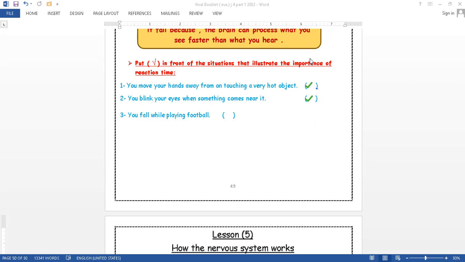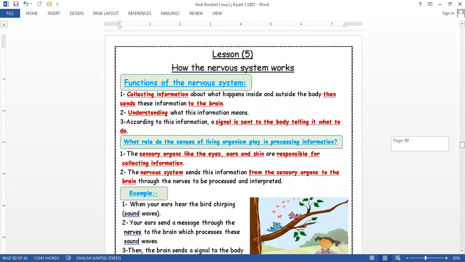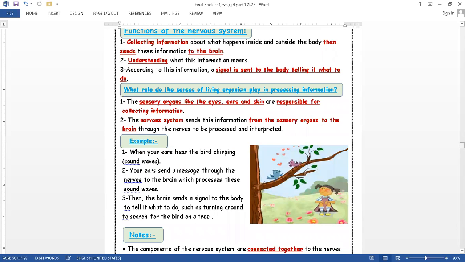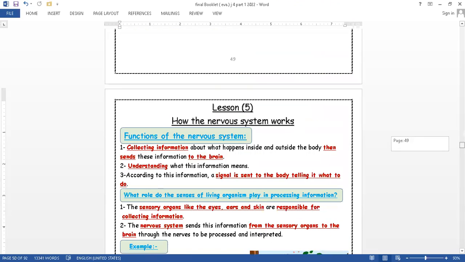Okay, and now let's start with the next lesson, lesson 5, which is talking about how the nervous system works. We can consider this lesson, Junior 4, a recap of the nervous system part. We said that we have a specific sequence to perform the function of the nervous system.